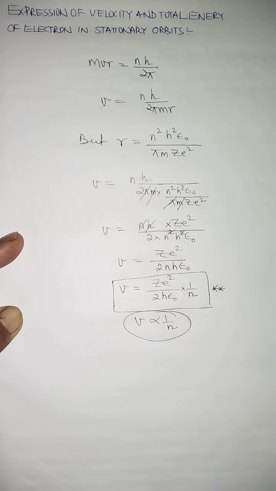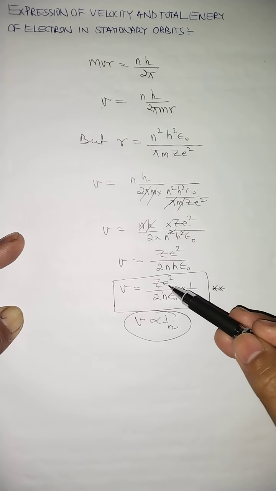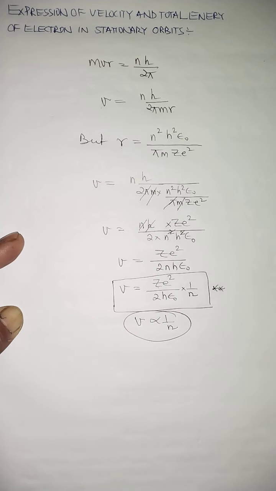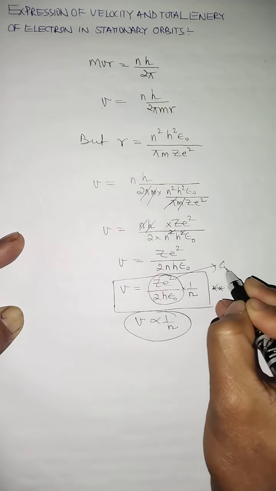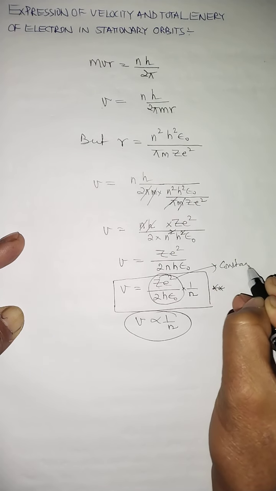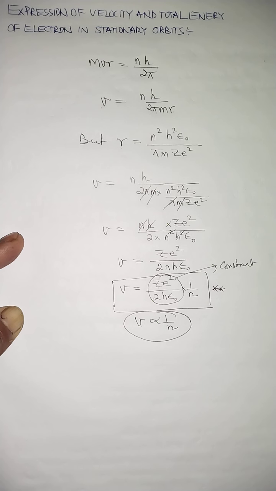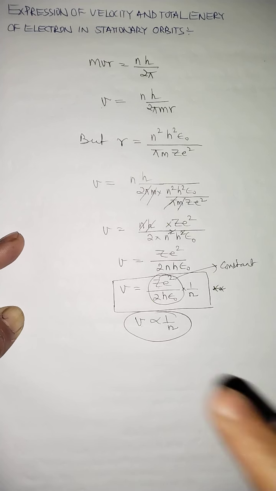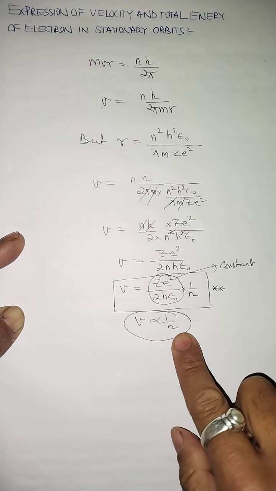v is inversely proportional to what? n. Because for a given atom, Z is constant, charge is also constant, h, e, everything is constant. This quantity is constant for a given atom, which means v is inversely proportional to n. v is inversely proportional to n means that the velocity of electron is maximum in the first orbit.